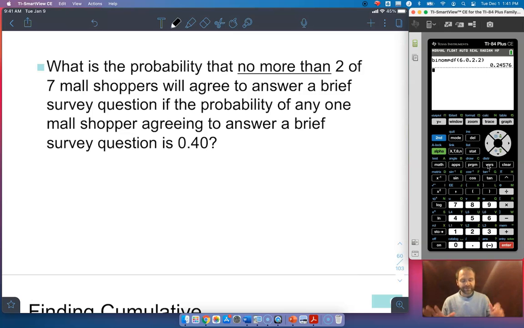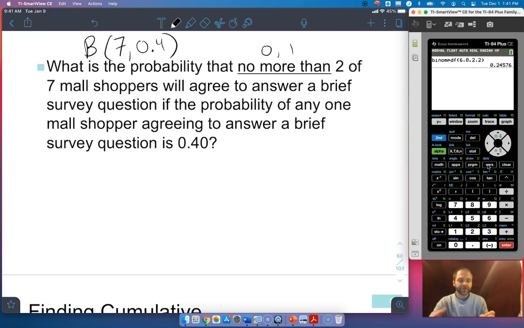So I did check the bins. It is binary, so I'm going to state that it's binary. I'm looking at 7 trials. The probability of success in each trial is 0.4. Define it. And now, no more than 2. That'd be 0 people agreeing, 1 person agreeing, and 2 people agreeing, because no more than 2. So really there's 3 settings I'm looking at here.